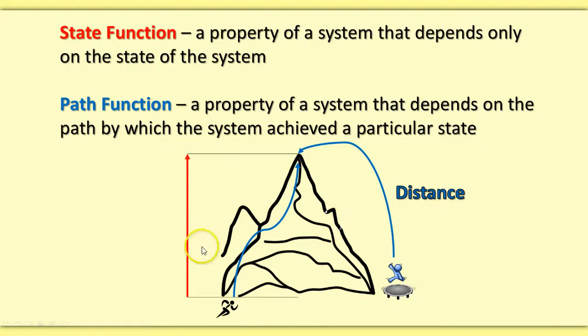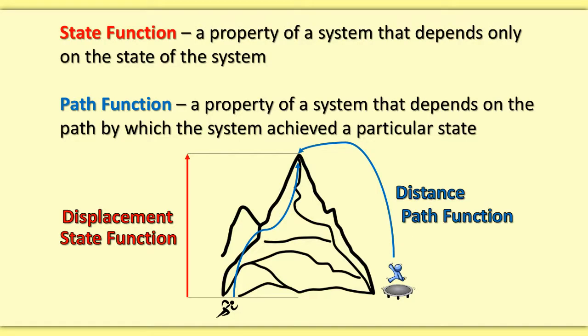But the overall change in height from the base of the mountain to the tip of the mountain is going to be the same, regardless of which path we take. Therefore, the displacement, or the net change in altitude, is not dependent upon the path we take. It's going to be the same regardless, right? We're going from the very bottom of the mountain to the very top of the mountain in both cases. So our displacement is constant regardless of the path we take. But our distance traveled is going to depend on the path we take. Therefore, distance is a path function, and displacement is a state function.